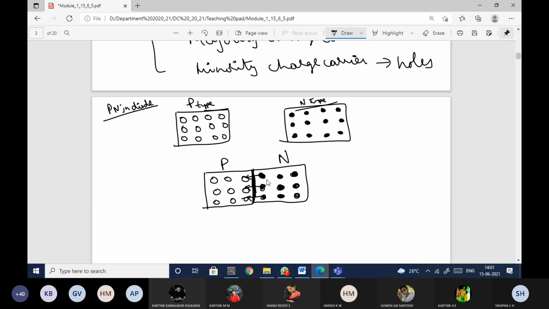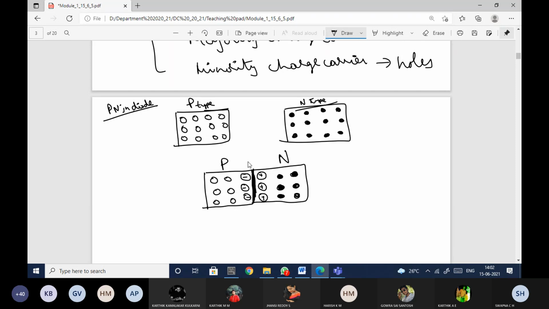When an electron moves from here to here, this side atom is losing an electron, right? Since it is losing an electron, which ion will be formed? Positive ion or negative ion? That is my question. Positive ion. So towards the inside, I'll have a positive ion formed. Whereas here, the p side is taking an electron, so it is forming a negative ion.